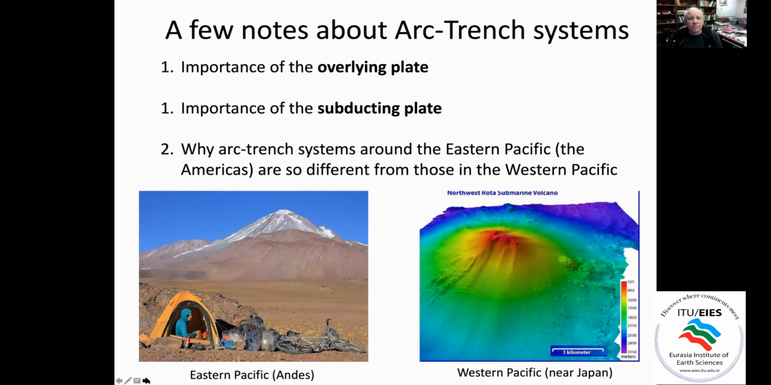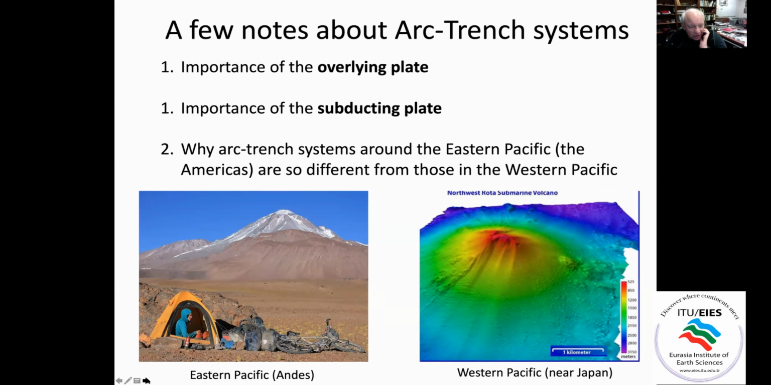All right, so there's a few things we want to talk about. I have trouble with numbering there. There's the importance of the overlying plate. There's the importance of the subducting plate. And there's big differences between arc trench systems around the Pacific.